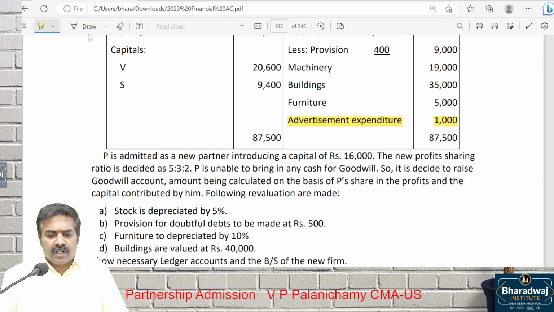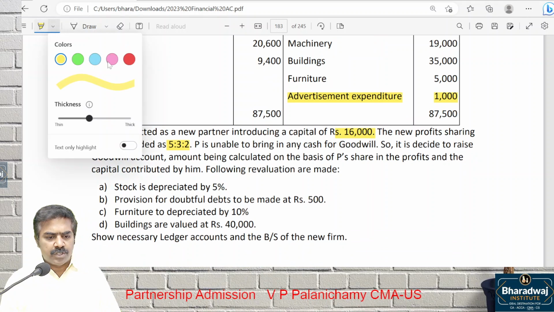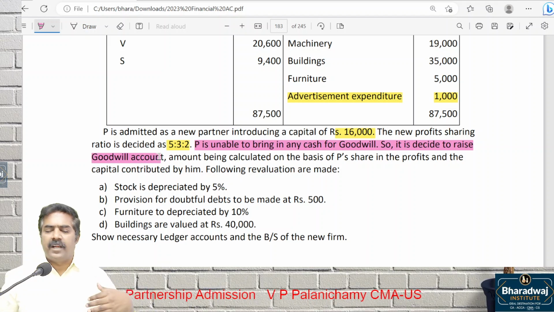P is admitted as a new partner introducing a capital of how much? 16,000. New profit sharing ratio 5:3:2. Look at the next point, which is most important for solving. What is given? P is unable to bring cash for goodwill. Therefore, they decided to raise which account? Goodwill account. So P is not able to bring money for goodwill and they want to raise the goodwill.